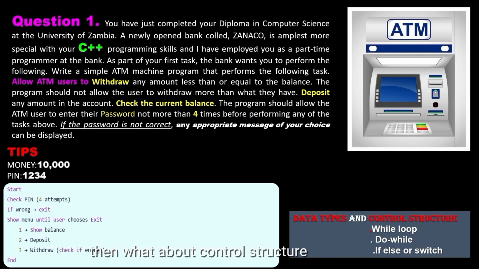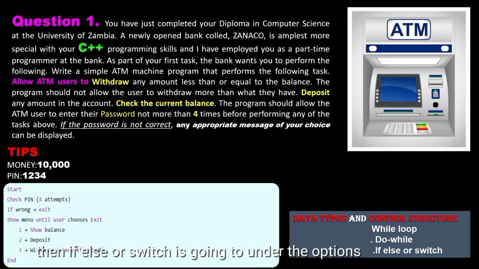Then what about control structures? The control structure that we are going to use is a loop, and also if else. The reason we are going to use a loop is that a loop limits the number of pin attempts. Then if else or switch is going to handle the options.